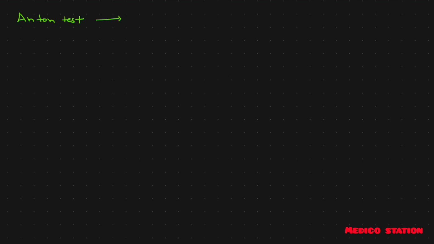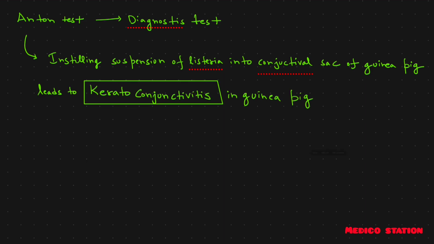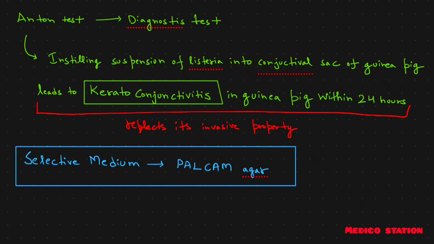Anton test. It is a diagnostic test for Listeria monocytogenes. Instilling a suspension of Listeria into the conjunctival sac of a guinea pig leads to keratoconjunctivitis in the guinea pig within 24 hours. It reflects its invasive property. The selective medium for Listeria monocytogenes is PALCAM agar.